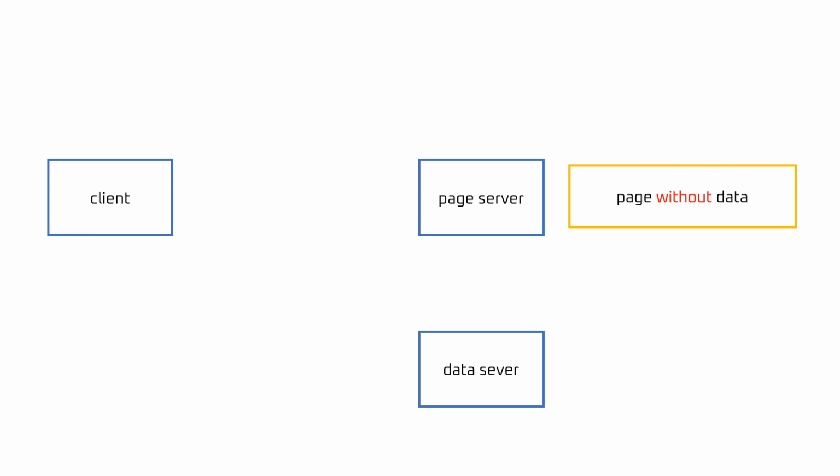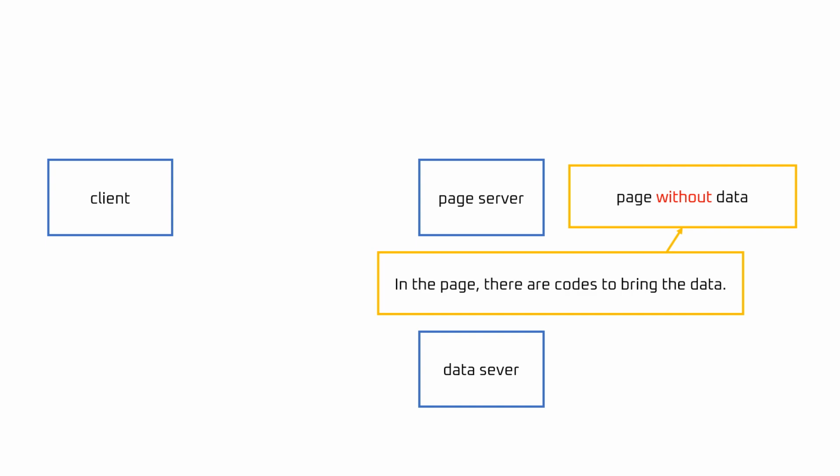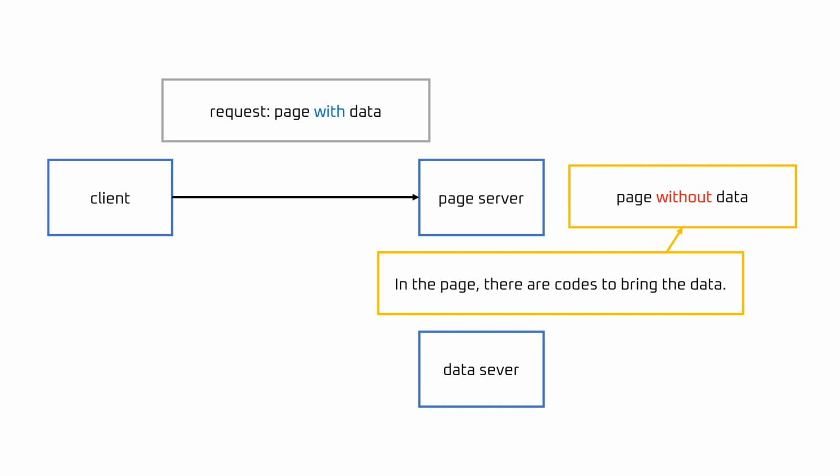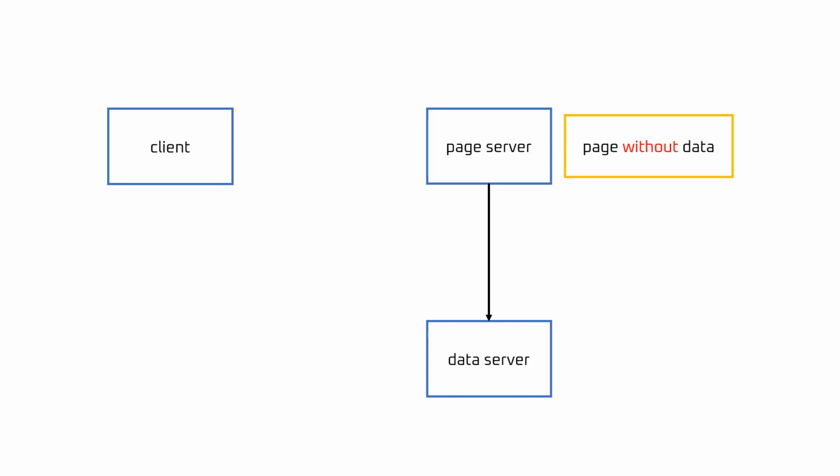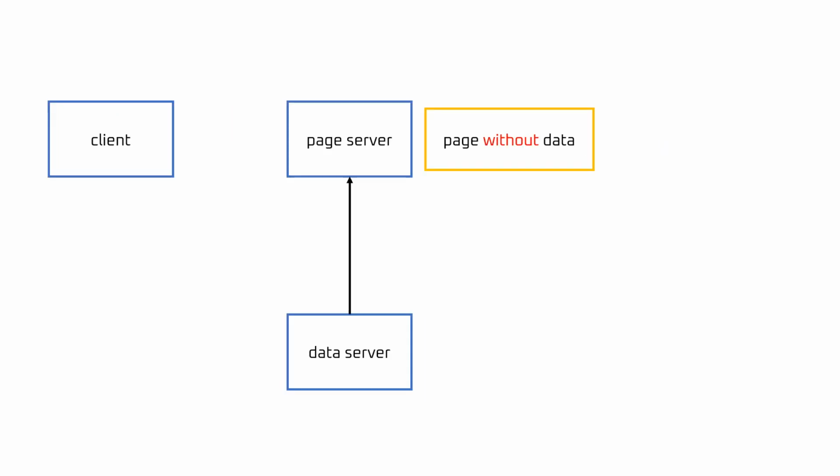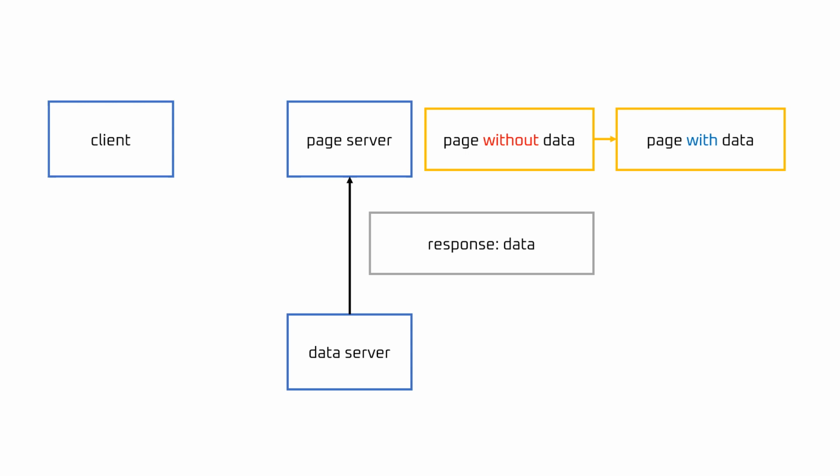And the page server has a page without data. But in the page, there is code to bring the data. And the client requests the page with the data. And the page server requests the data from the data server. And the data server responds with the data. So now the page server has the page with the data.